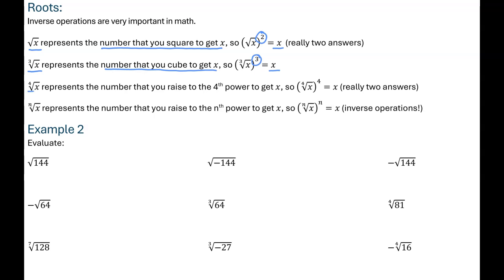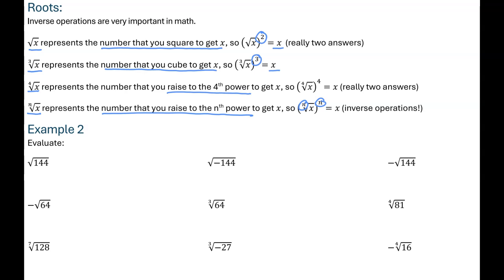Same thing with fourth root. We're going to be thinking, what do we need to raise to the fourth power to get x? And in general, the nth root represents the number that you raise to the nth power to get back x, whatever's under the root. So again, powers and roots are inverse operations as long as the index, that n, matches on the two, and as long as there's nothing extra happening in between them, like a multiplication or an addition or something like that, they should cancel each other.